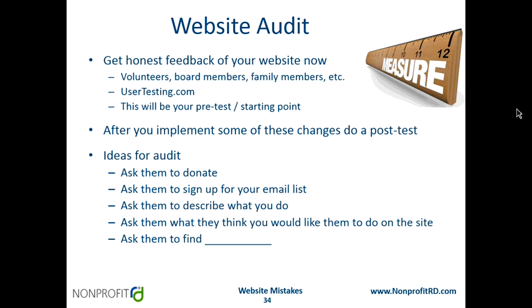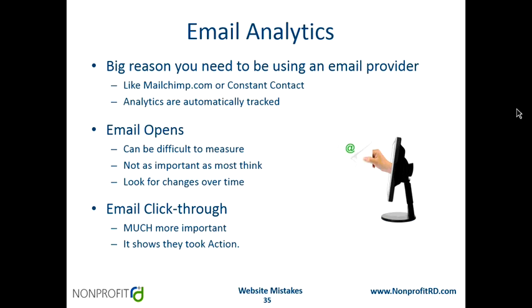But if we want to start looking at data, if we want to start looking at the analytics, what can we look at? There's two types of analytics that we'll talk about today. The first one is email analytics. And this is a big reason why you want to be using an email provider like MailChimp.com or Constant Contact or one of those, because they'll automatically track all these analytics for you. You don't even know what it all means yet. It'll be tracking it all for you. You can always go back then and look at your campaign.